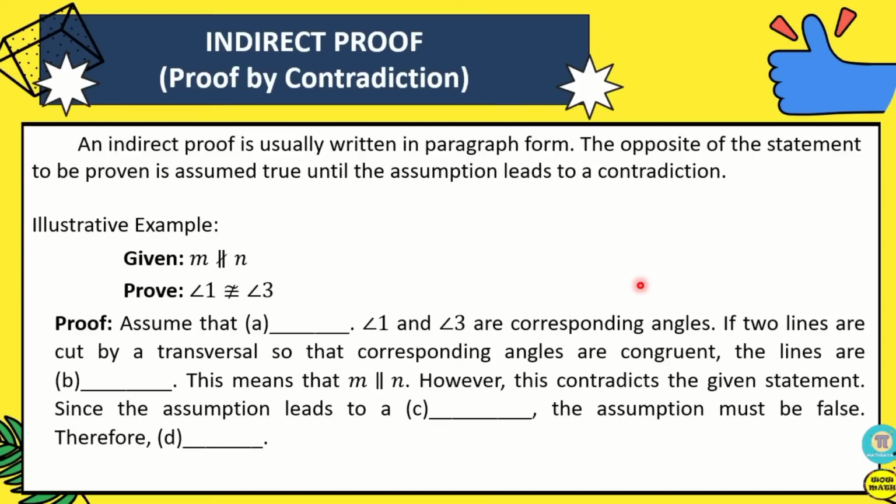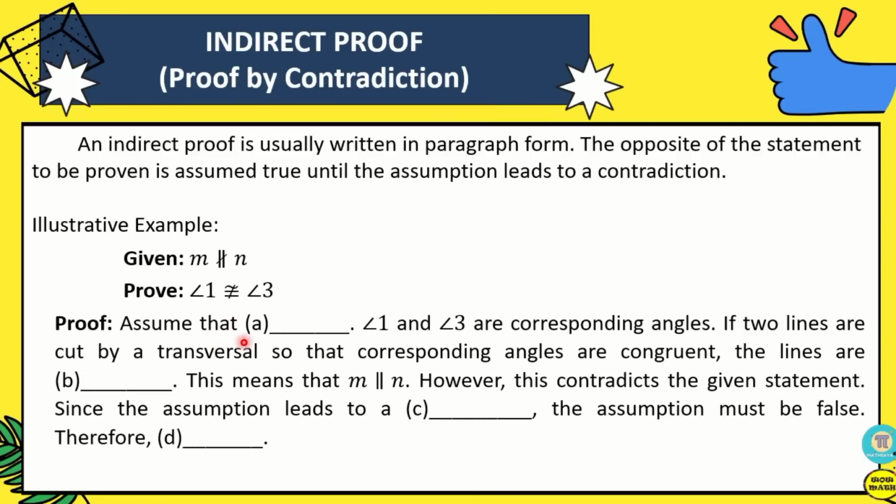Okay, so we have here an illustrative example. Given: M is not parallel to N. We will prove that angle 1 is not congruent to angle 3. The opposite of the statement to be proven is assumed true until the assumption leads to a contradiction. Okay, so ito, as you can see, puro not tayo dito, kasi opposite. Okay, contradiction. So, not parallel, not congruent.